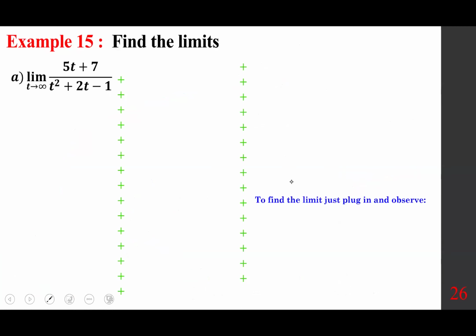All right, we want to find the limits algebraically. Anytime the variable, it makes no difference, is approaching infinity, you're dealing with a rational function. First of all, if you plug in, you get infinity over infinity. The technique is to divide by the highest degree term in the denominator, which is t squared.